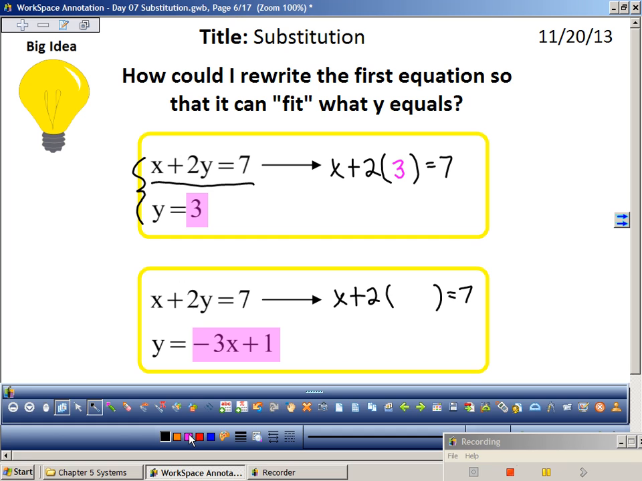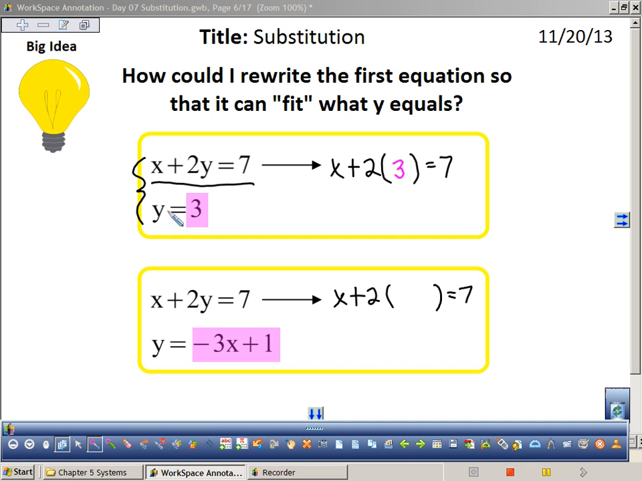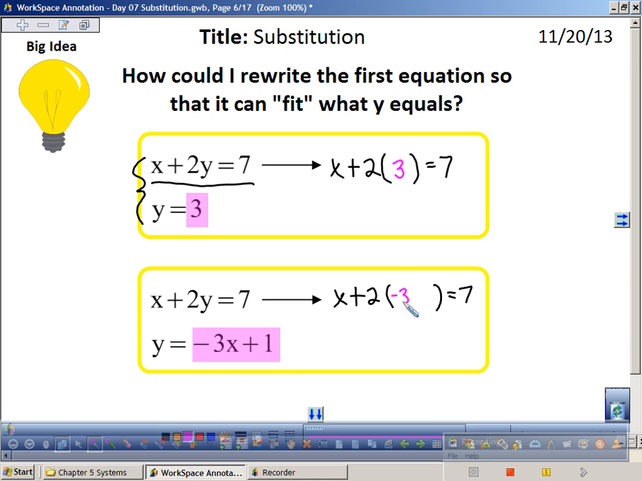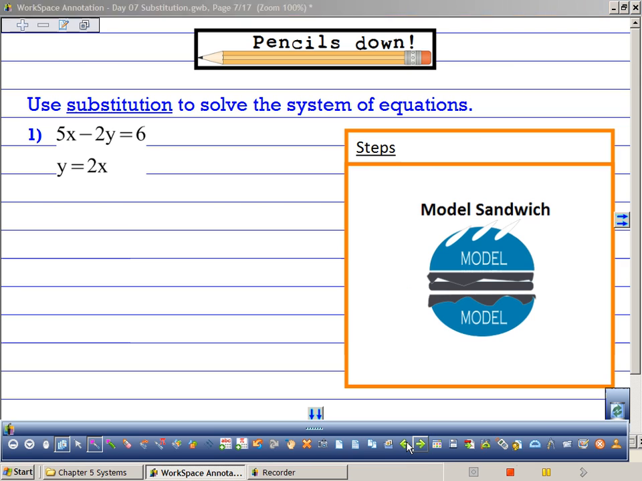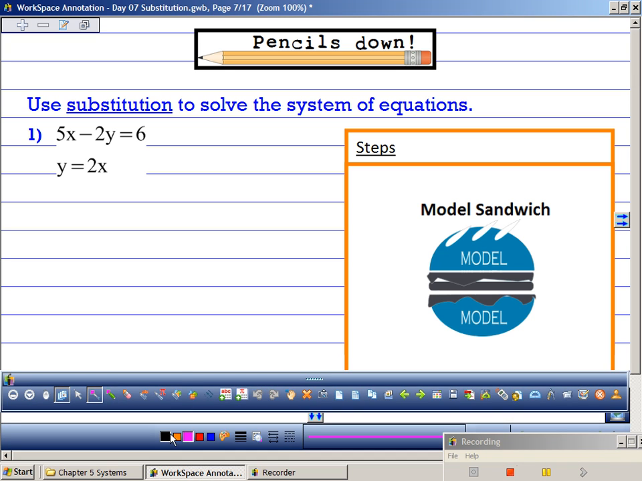Everybody see the same? See how it's the same process? This is a small y equals 3, so 3 fits in there, right? Well, now y equals all of this, so I've got to be able to fit all of that in there. And that's what we're doing today. All right, so pencils down, then I'll let you guys write down the steps. So use substitution to solve the system of equations.